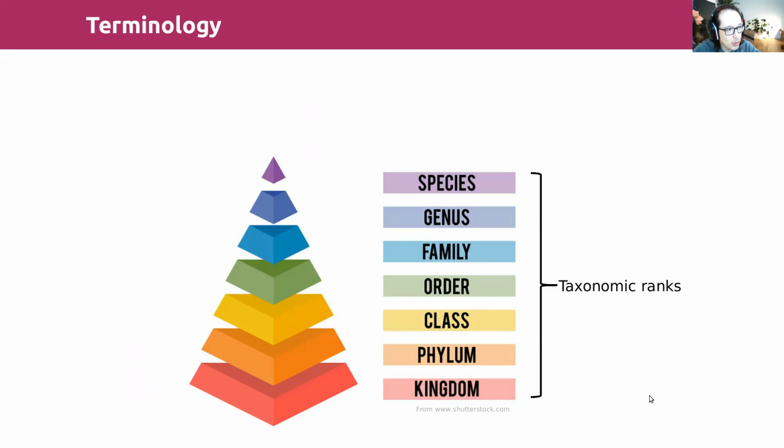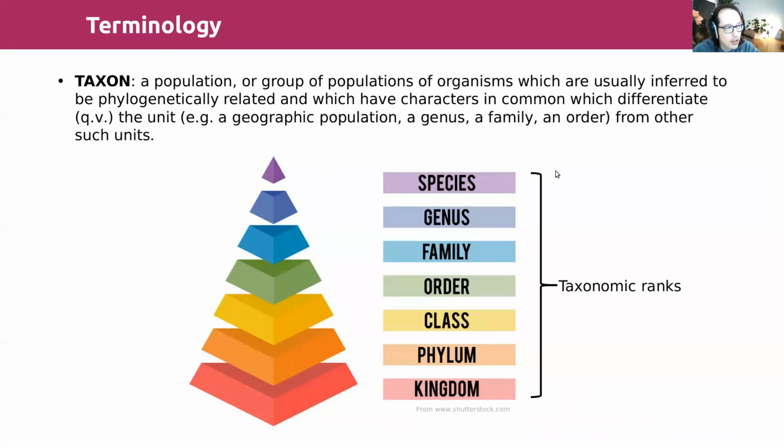And of course, many of you are probably familiar with this taxonomic ranking system where we have, for example, the animal kingdom at the very bottom of this pyramid, and then the small individual species at the top. And yeah, some terminology here. We have taxon, a population or group of populations of organisms, which are usually inferred to be phylogenetically related and which have characters in common, but which differentiate the unit. For example, geographic population, a genus, a family, an order, from other such units.